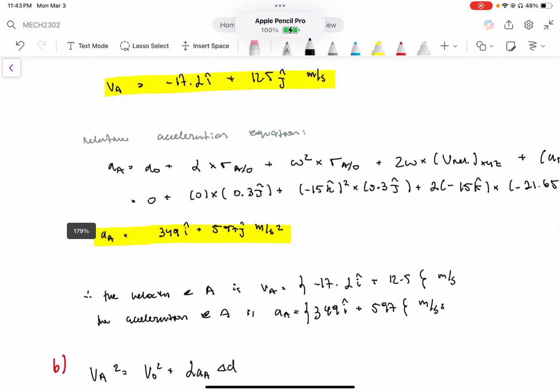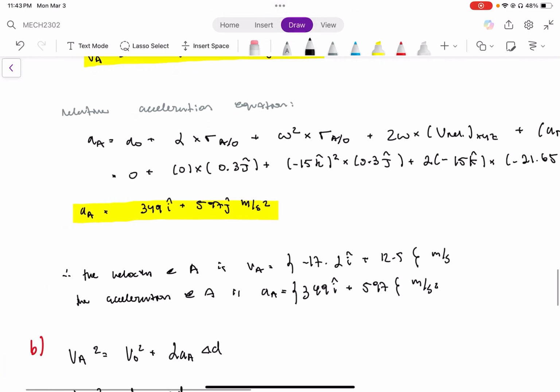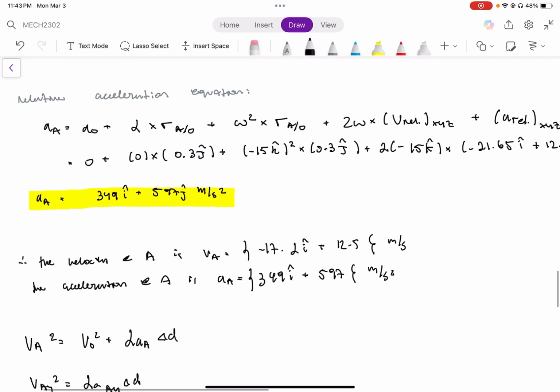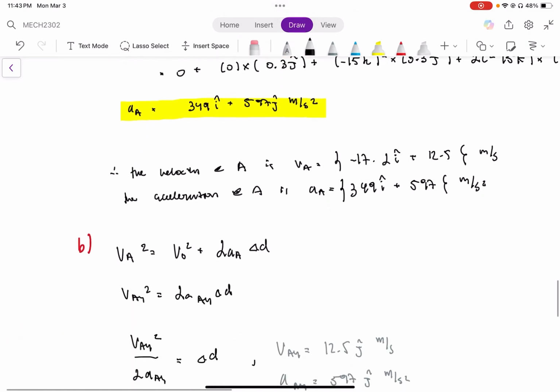And the velocity at A equals that, and the acceleration at A equals that. Therefore, that is what I got.